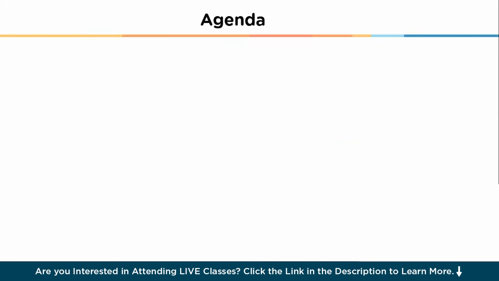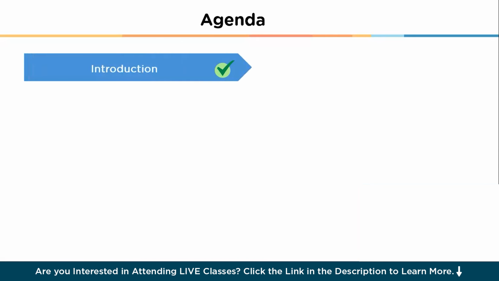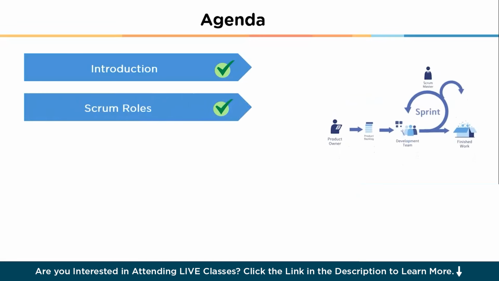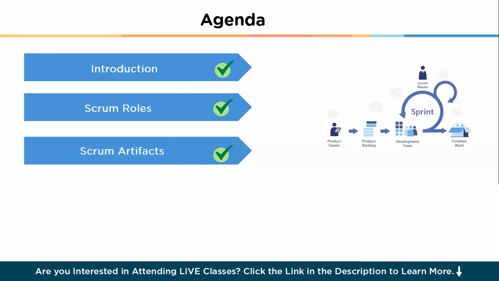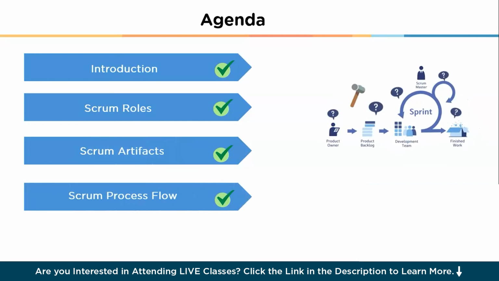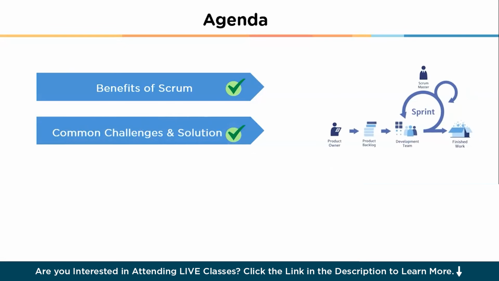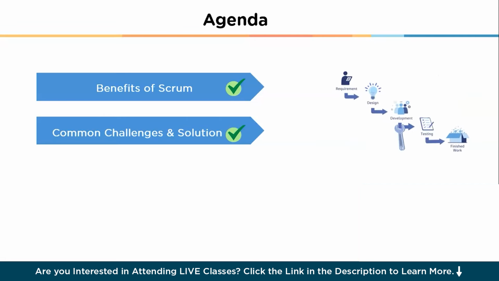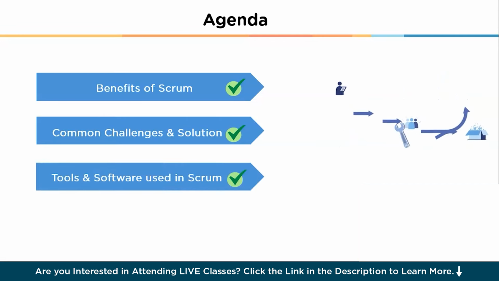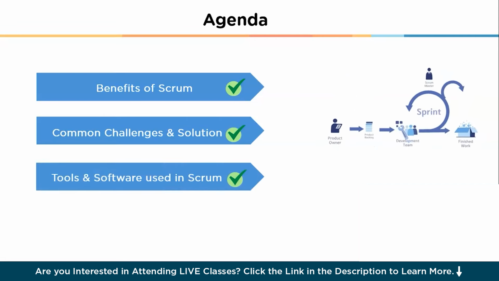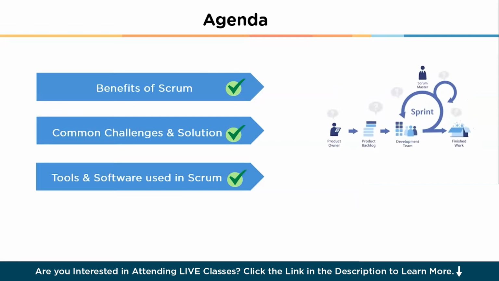So guys, let us discuss our agenda for today's session. In the starting of the session, we are going to start with an introduction to Scrum. Moving ahead, we are going to discuss Scrum Roles. Then we will deep dive into Scrum Artifacts. Moving ahead, we are going to discuss Scrum Process Flow. Then we will have a thorough discussion on benefits of Scrum. Moving ahead, we will also deep dive into common challenges and solutions using Scrum methodology. And finally, we are going to conclude our session with a discussion on tools and software used in Scrum.